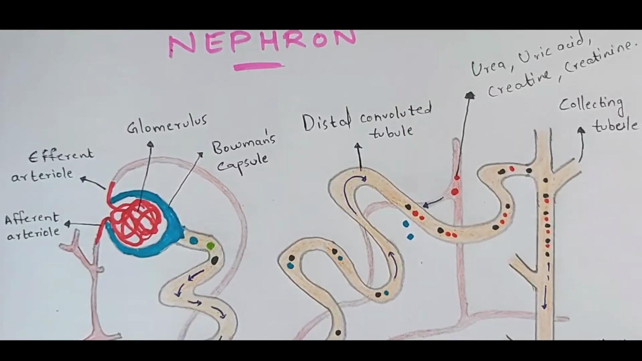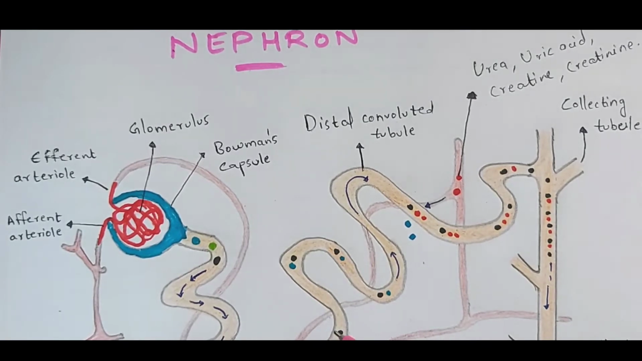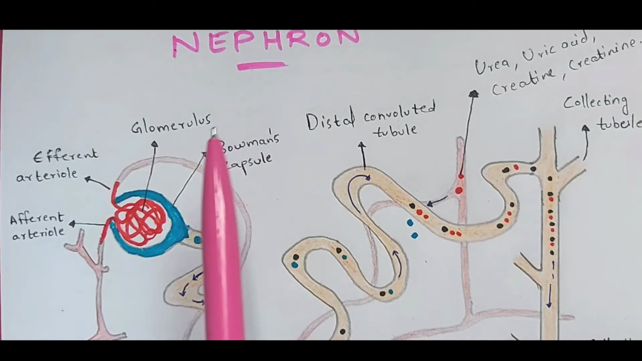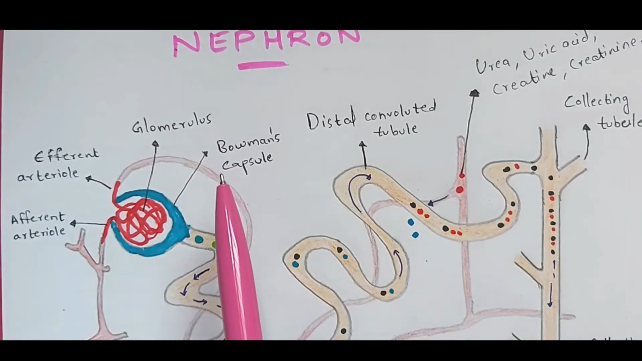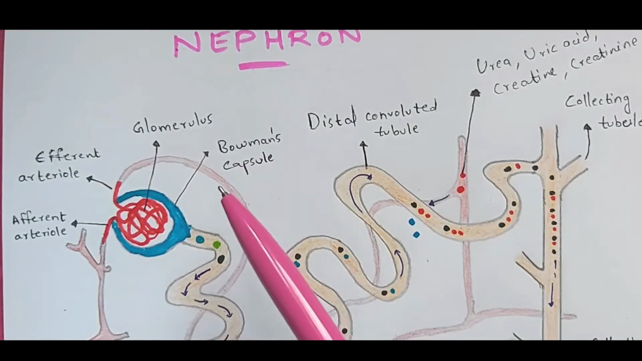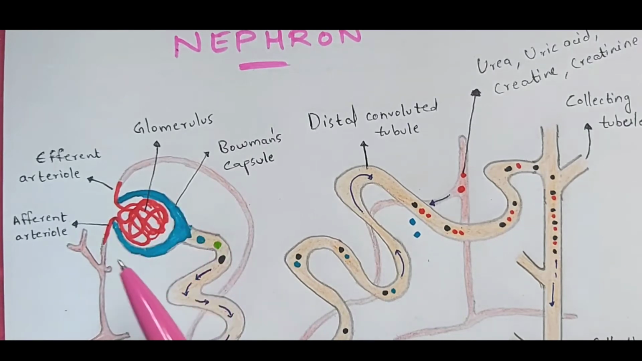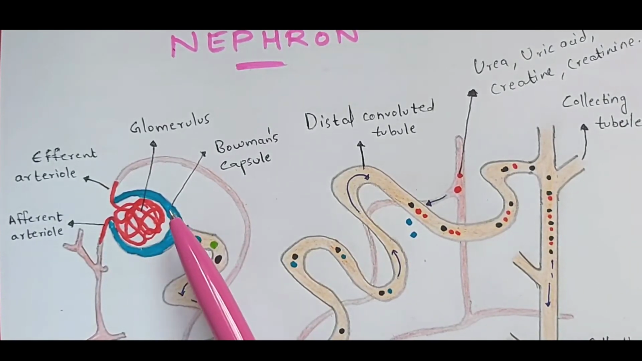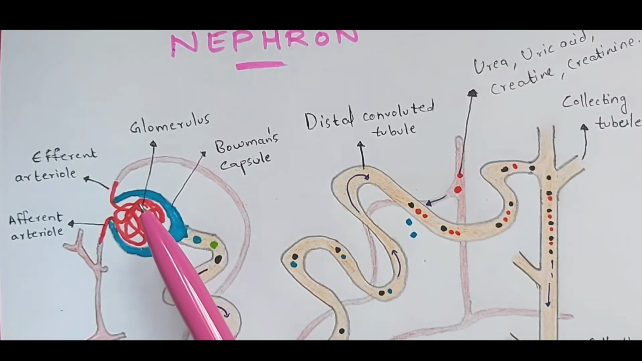Basically this glomerular filtration occurs in the region called Malpighian body. So what is Malpighian body? I have told you, the glomerulus and Bowman's capsule together lead to the formation of the Malpighian body. And inside this Bowman's capsule, there is the presence of glomerulus. The glomerular filtration process will be done in this glomerulus itself.